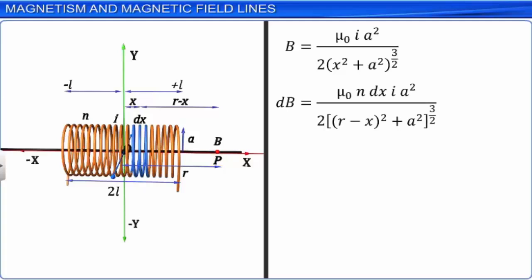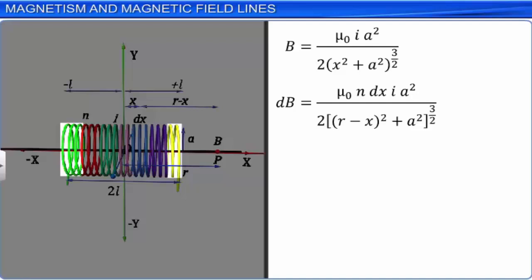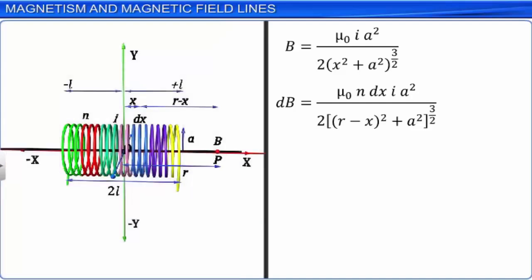The total magnetic induction due to the solenoid can be calculated by dividing the total length of the solenoid into a number of small elements, and by integrating the magnetic inductions due to all the small elements, we get the total magnetic induction due to the solenoid. When we consider the small elements of the solenoid from one end to the other, the distance of the elements from the center of the solenoid varies from -L to L.